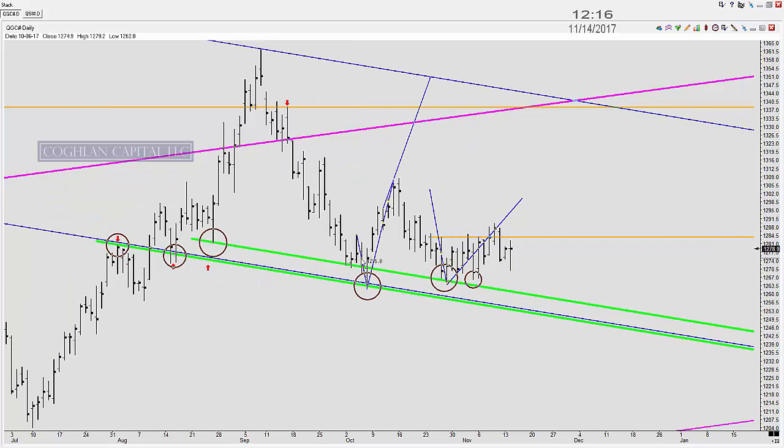Not only that, but look at it this way. Look at our support here. Now look at our support here. Now look at our support here, which, by the way, we were looking for at the end of October, down around the 1265 area. Worked out beautifully. 1265 took us up to 1290.